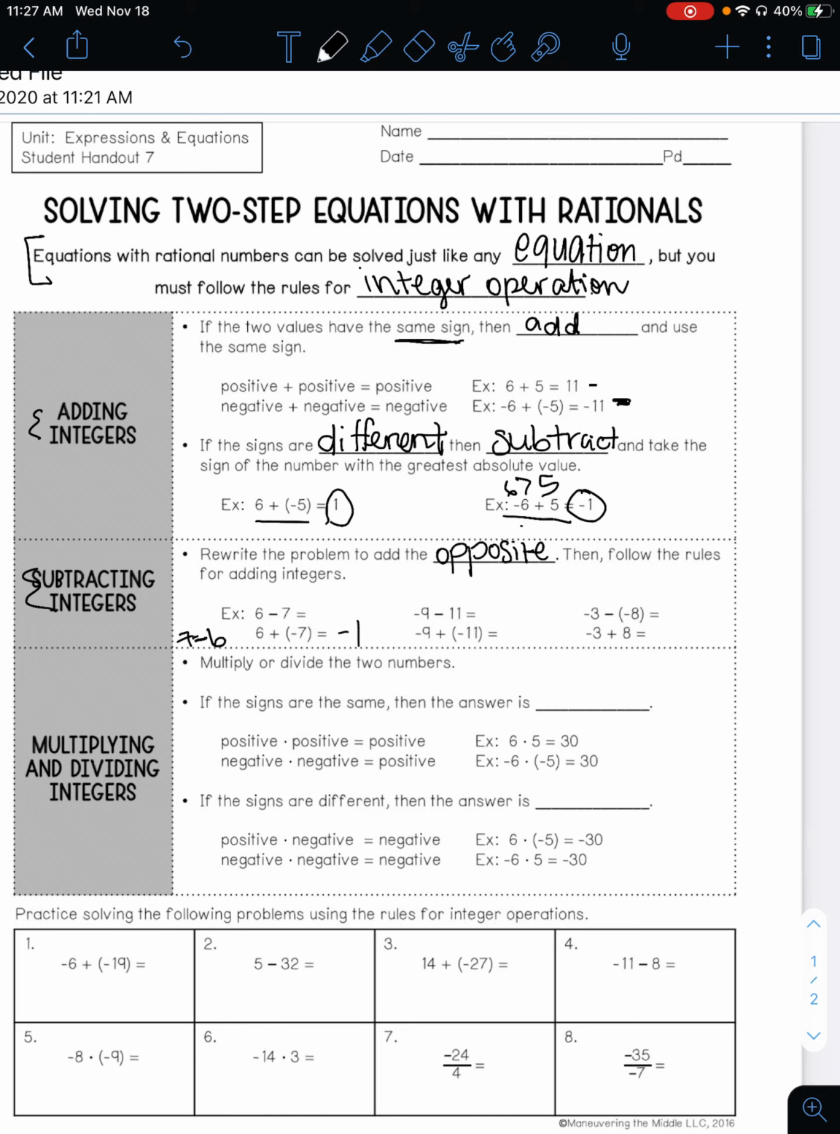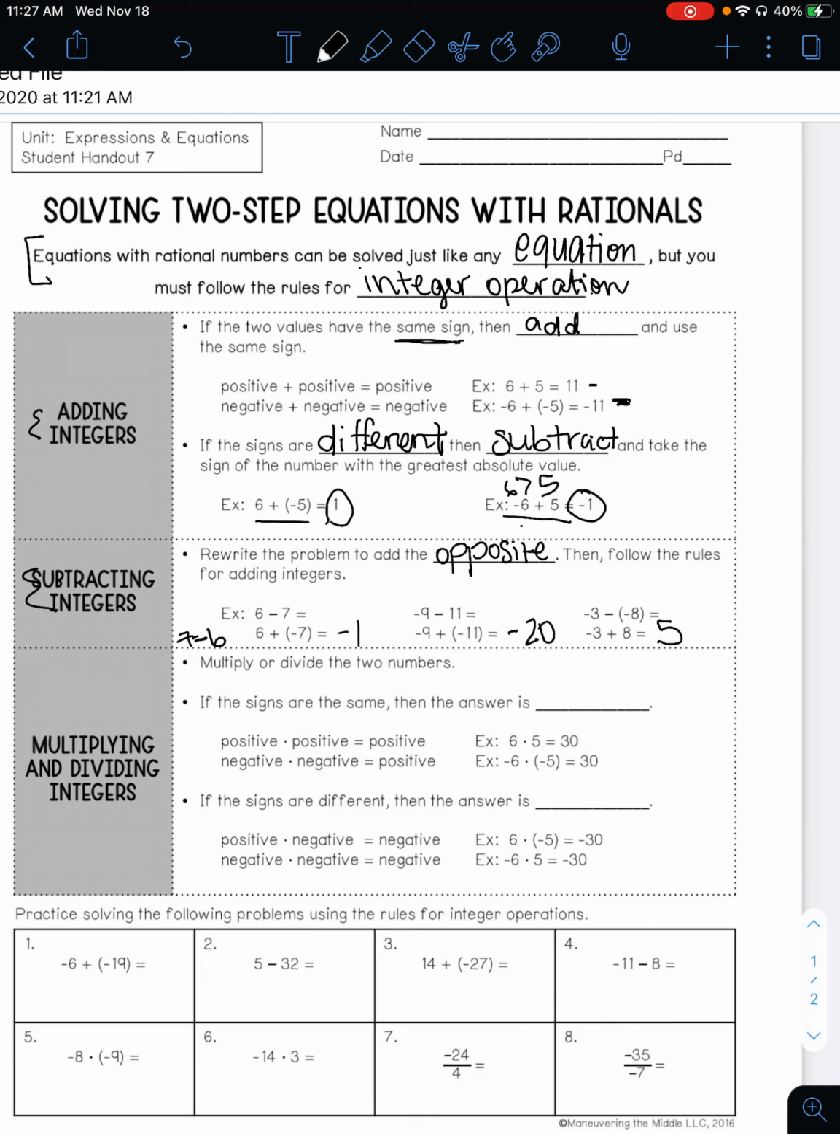Negative 9 minus 11 is negative 9 plus negative 11. My signs are the same, so I can simply add them, knowing the answer is negative. 9 plus 11 is 20, so the answer is negative 20. Now negative 3 minus a negative 8. Remember, when you subtract a negative, you add the opposite. So negative 3 plus a positive 8 is 5.